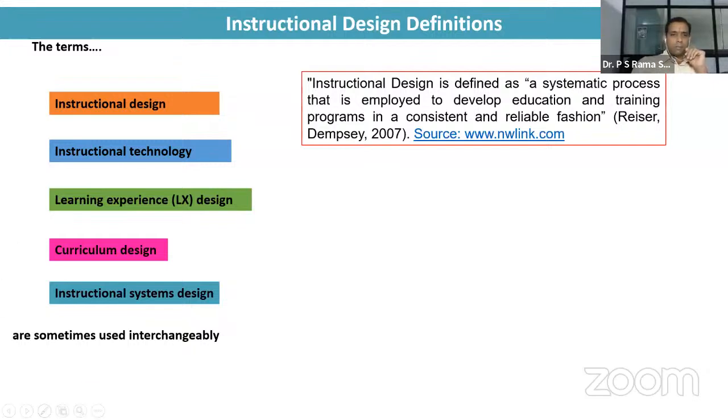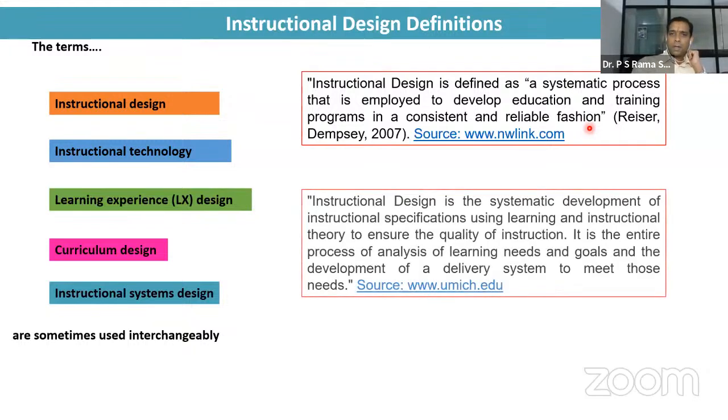Instructional design is defined as a systematic process that is employed to develop education and training programs in a consistent and reliable fashion. Second definition: instructional design is the systematic development of instructional specifications using learning and instructional theory to ensure the quality of instruction.